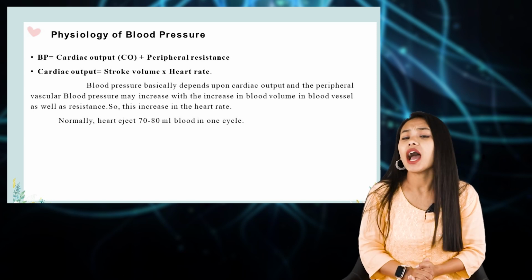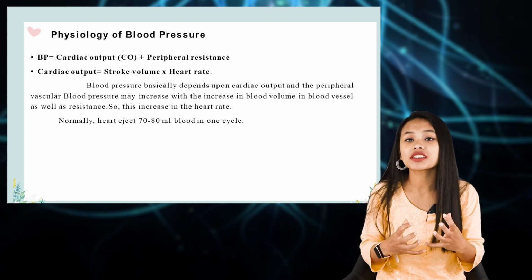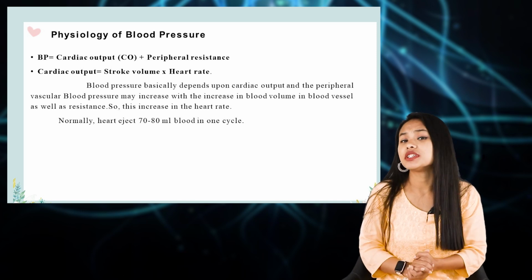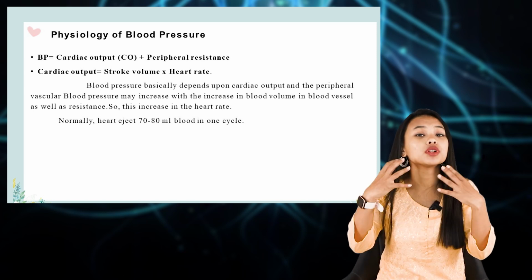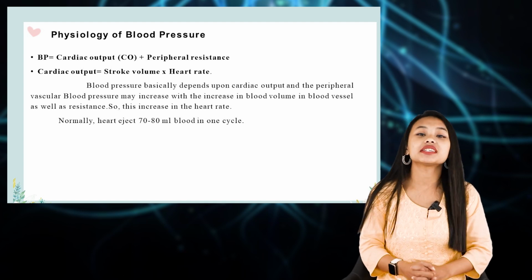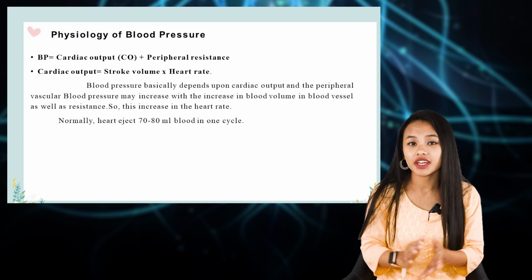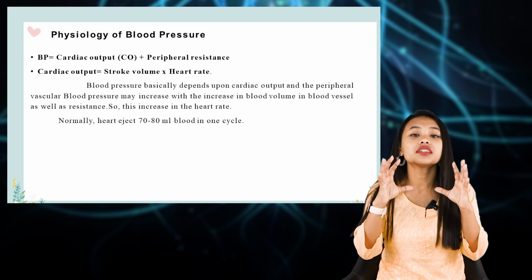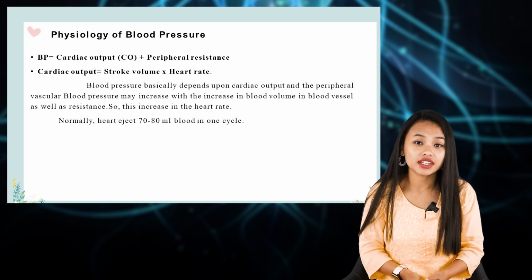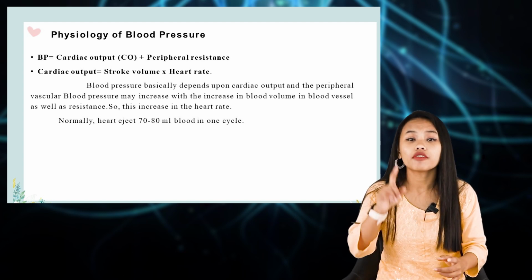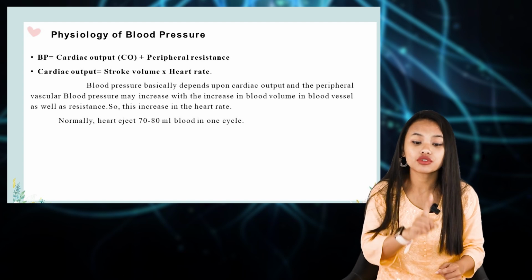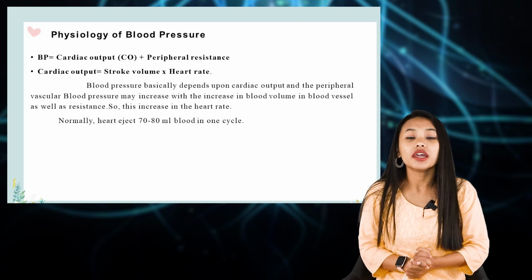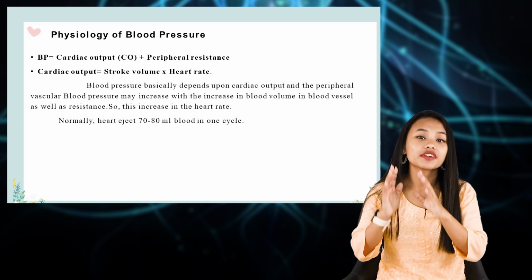So here, in order to clear your confusion, I would like to say that the cardiac output is defined as the amount of blood which is ejected by the heart in 1 minute, whereas the stroke volume is defined as the amount of blood which is also ejected by the heart, but in one cycle. So do not forget this and don't get confused. Cardiac output means the amount of blood ejected by the heart in 1 minute, whereas the stroke volume is the amount of blood ejected by the heart in one cycle. So don't forget this.